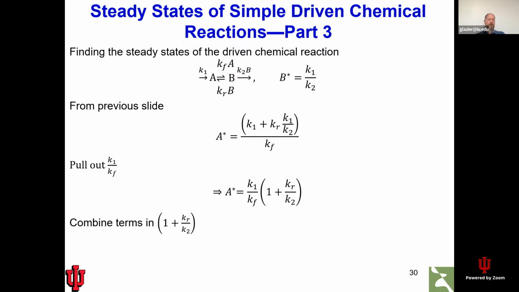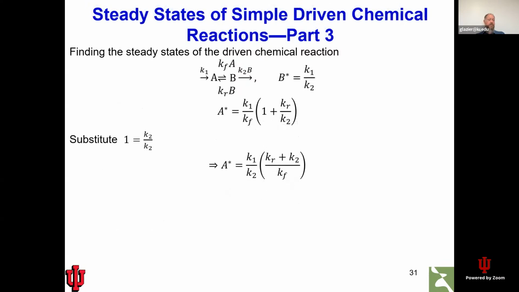And so one can play around with reorganizing these a little bit to make them clearer. The final form that I think is easiest to look at, depending on what you're going to do with it, you could arrange it a little bit differently, is this one, where A star is equal to K1 over K2, that is B star, multiplied by KR plus K2 divided by KF.